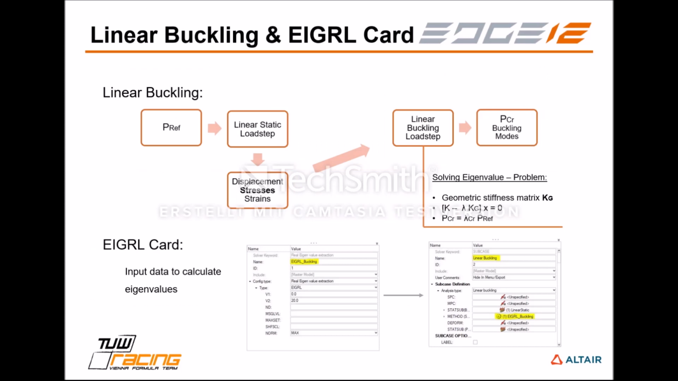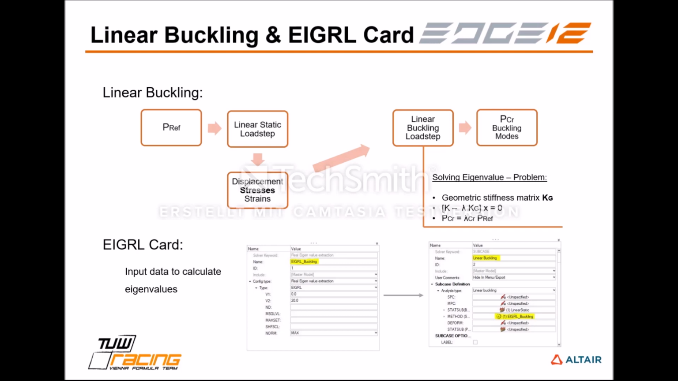As mentioned before, in the linear buckling analysis, we need two load steps. First of all, we define a reference load, Pref, which is used in a linear static load step to calculate displacement, stresses, and strains, which are then used in the linear buckling load step, which is all about solving an eigenvalue problem, which gets you the critical loads and the certain buckling modes happening there. To provide the input data for the linear buckling load step, we need to define an EIGRL card, which is basically about what eigenvalues you want to calculate.